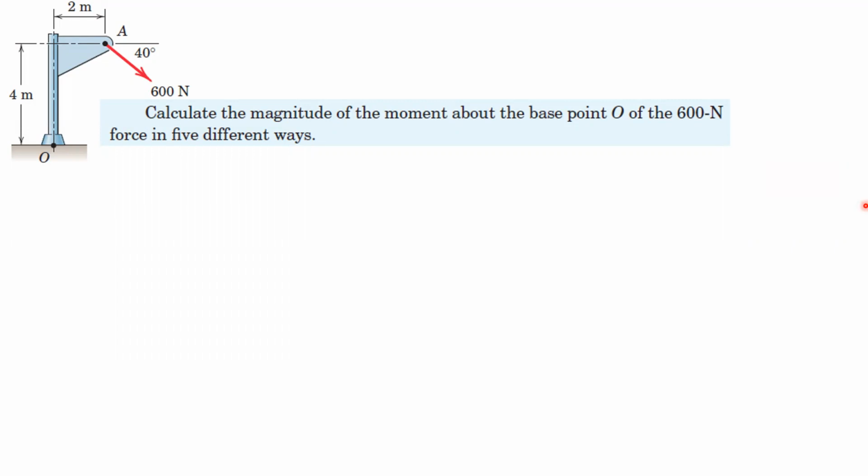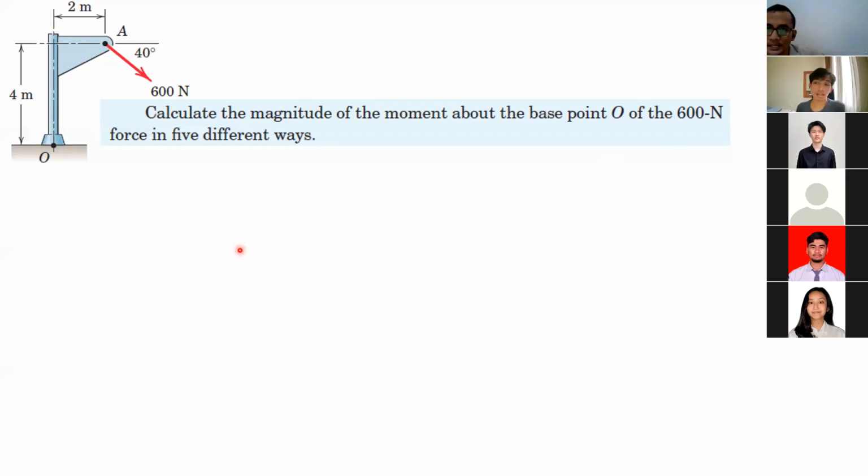Yes, sir. Okay, how to calculate the moment caused by the 600 Newton force at point A? The moment that we want to calculate is the moment at point O, with O as the center of rotation. How to do this, Zafran? So first, I think we should find the distance between point O and point A. Okay, what is the distance between those two?